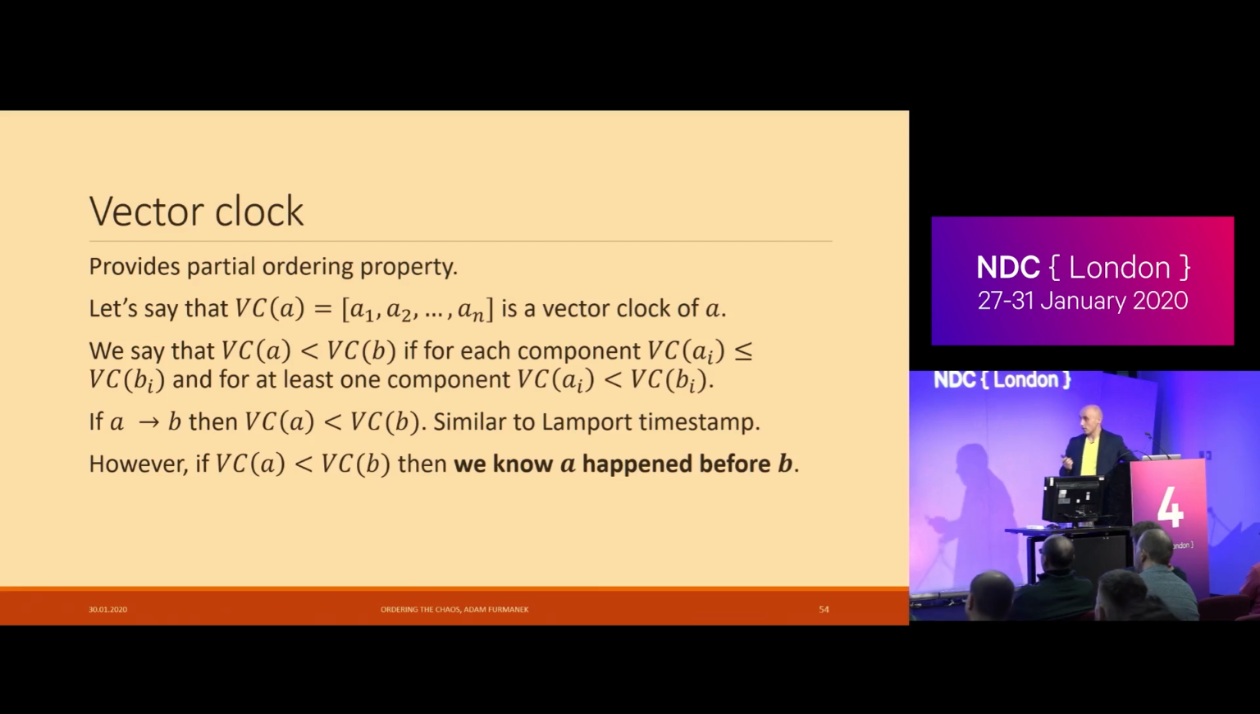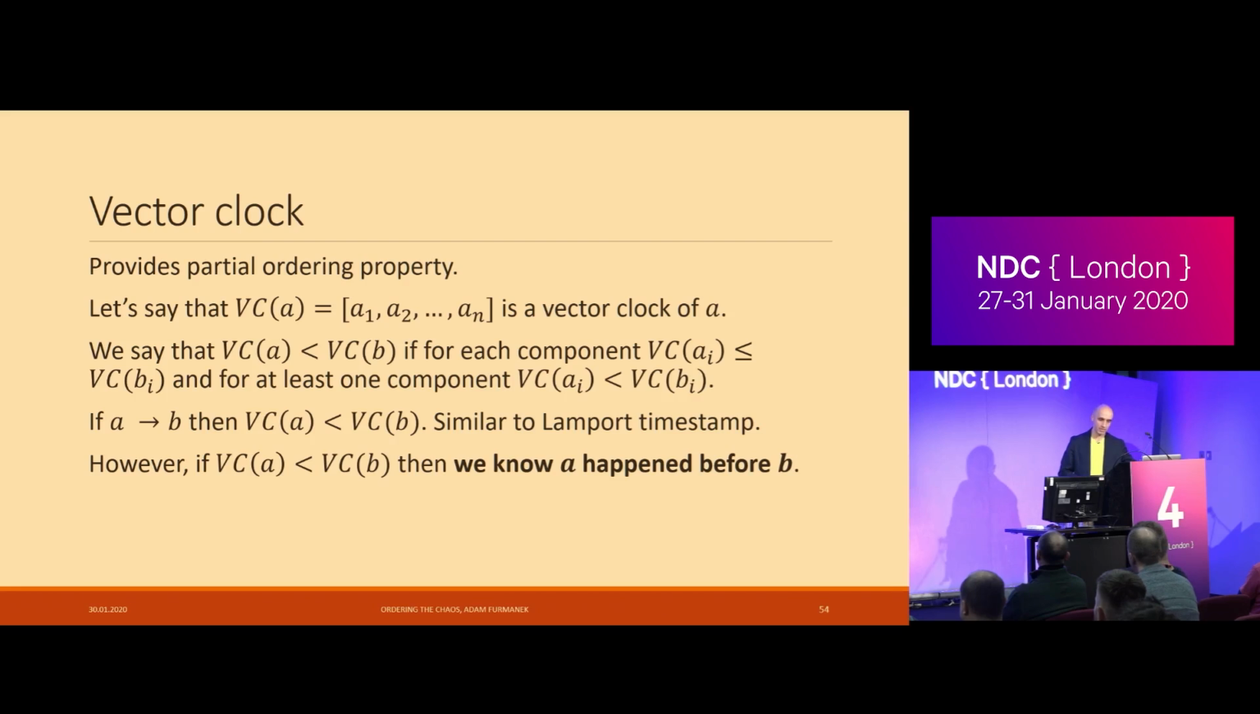Now our vector clock is basically a vector, so we have multiple values in there. And then we introduce this comparison relation again. This time we say that the vector clock of A is less than the vector clock of B if, for each component, the matching component is not greater, and there is at least one component which is strictly less than the matching component of the other vector.